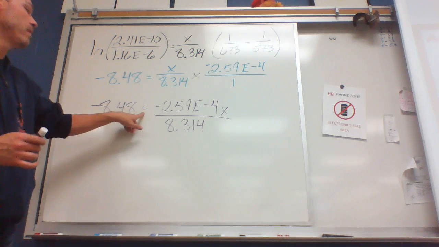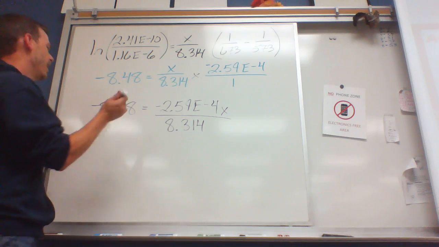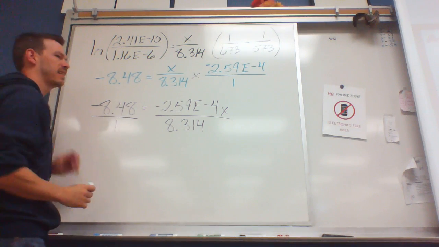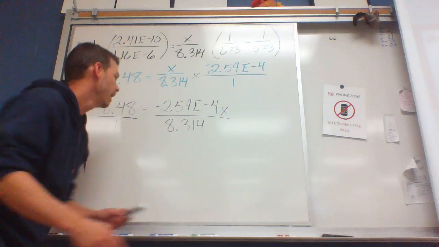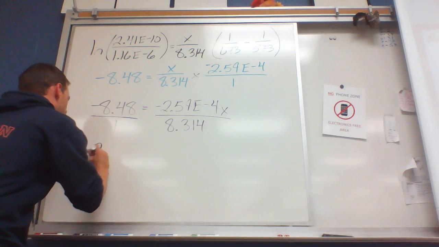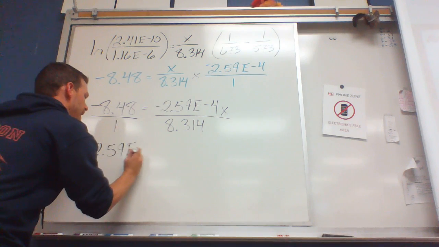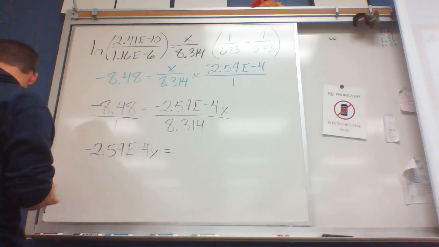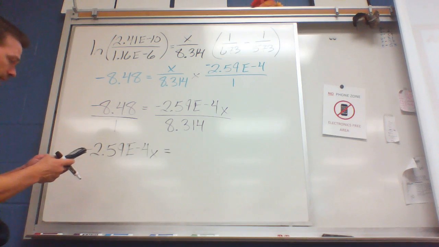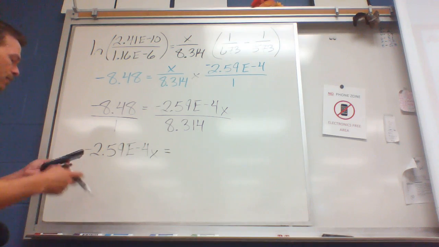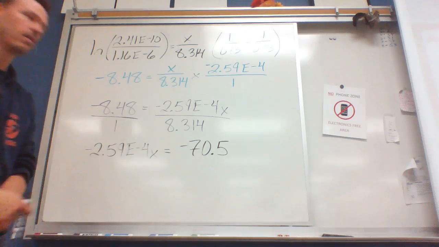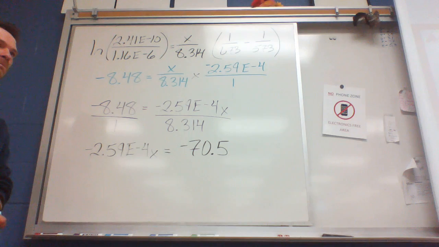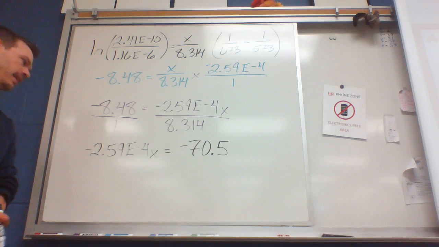Now we have an equality, and we can cross-multiply to start solving for x. Again, most brains really like to see the whole numbers over 1. So if we cross here, we will end up with negative 2.59 e negative 4x equals the product of the other cross, which is 8.48 times 8.314. I get negative 70.5. And then you just need to isolate x by dividing.